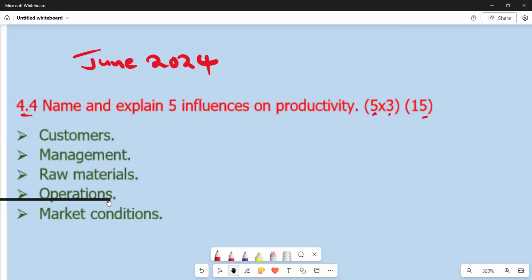So if managers make the requirements clear in terms of what is expected at the organization, they communicate the goals that are needed, and everything is clear, it's going to increase the productivity of the workers at a business or an organization. But if there's no communication, it's going to negatively affect productivity. So that's how we have a link now between management and productivity. So this is what we have on management, and we can also go to raw materials.